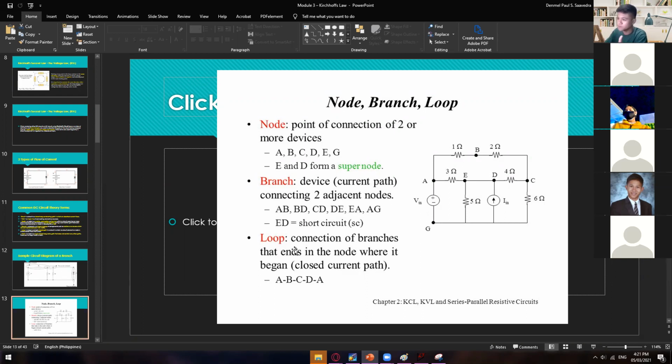And then for a loop, we have this A, B, C, D, A. As long as it's a closed loop, it's considered a loop. A, B, C, D, E, A. So there should be an E here, but anyway. A to B to C to D, and then going back to A is a closed loop. So this is one loop, another loop here, another loop here, then another loop here. So you can have 5 loops total in this circuit, right?